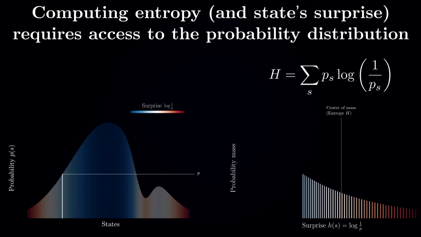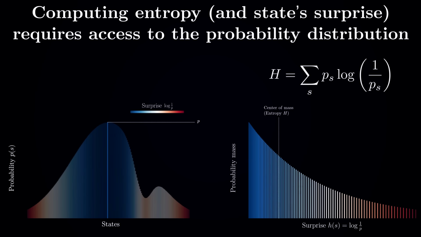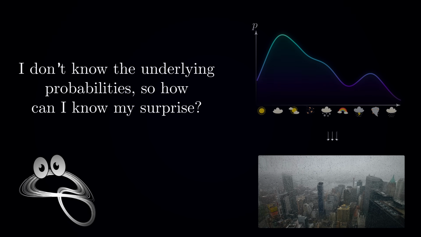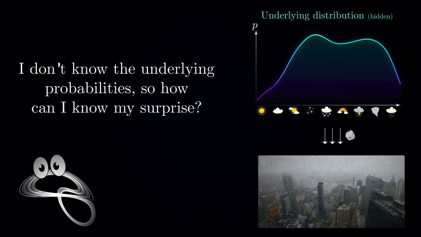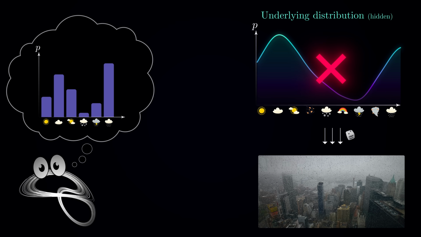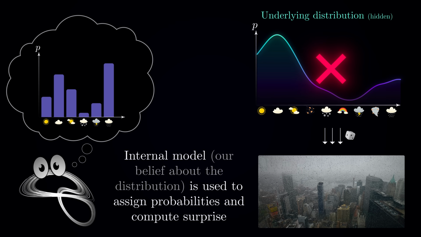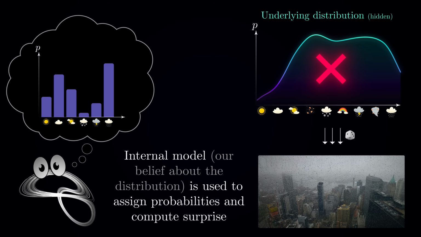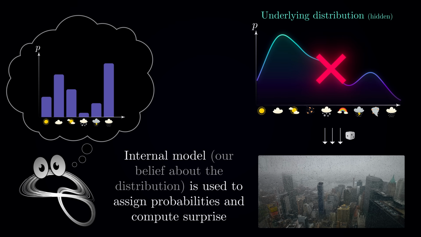Now, I'd like to highlight an important point. Computing entropy relies on knowing the probability distribution. But in the real world, when we observe a random variable unfold, we don't have access to the true underlying probability distribution. Instead, we usually have an internal model, what we believe the probability distribution should be. And this is what we use to assign the probabilities. The true underlying distribution is hidden and typically far too complex, so all we have are approximate models of it.